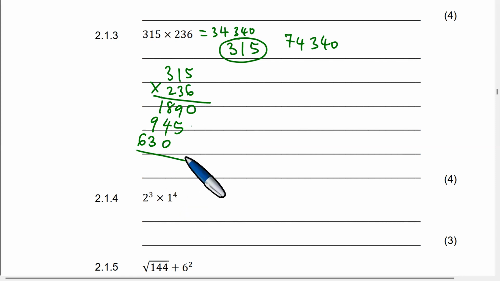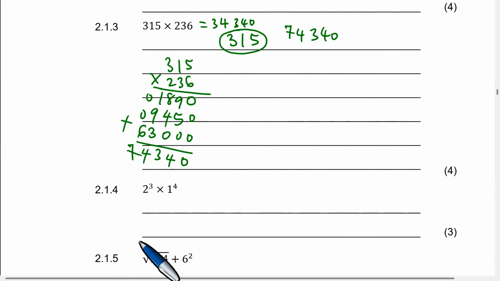If you add all this, you balance it like this and then put addition. 0. You add these two, they give you 14. Bring down 4, carry 1. These two give you 12 plus 1 is 13. Bring down 3, carry 1. This is 14. Bring down 4, carry 1, 7. So it is 74340. That's the correct answer: 315 times 236.